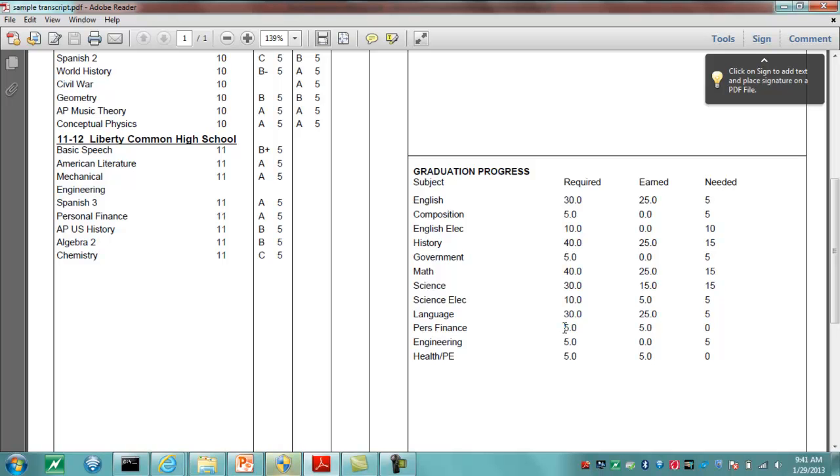Foreign language is a 30-credit requirement. You do need 3 years or 30 credits of foreign language while you're in high school here, unless you get through level 4 of a language. If you get through level 4 of a foreign language, then that also would meet the requirement. Personal finance is a 5-credit requirement that's taken junior or senior year. Intro to engineering is a 5-credit requirement that all 10th graders must take. And then health and PE counts for 5 credits.